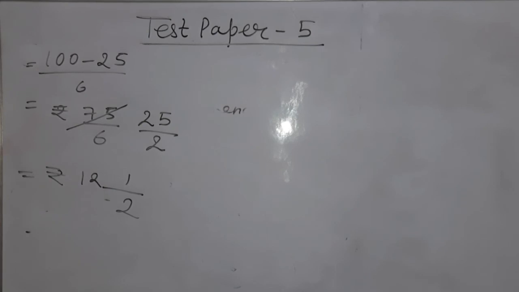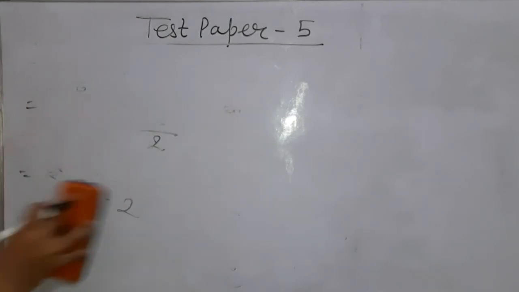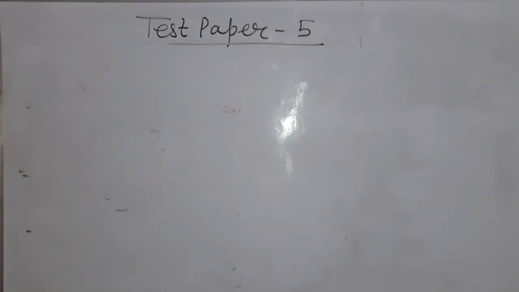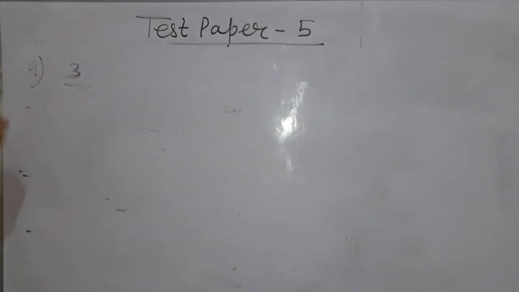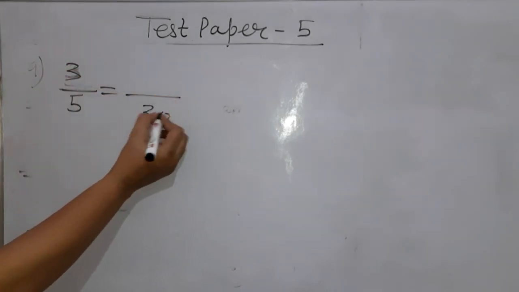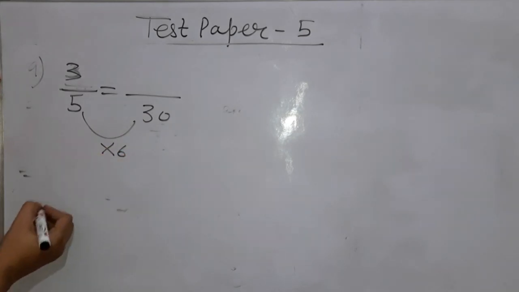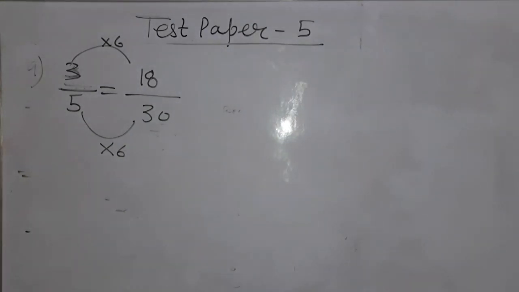Now coming to question number 9. Find an equivalent fraction of 3 by 5 having denominator 30. So let me rub this for you. Question number 9, 3 upon 5 having denominator 30. So to make it 30, 5 has to be multiplied by 6. Same goes with the numerator. So the numerator will be 3 6s are 18. So we have solved question number 9 also.